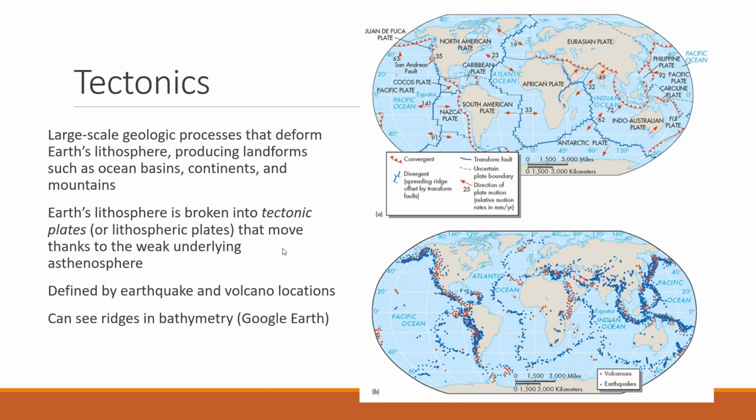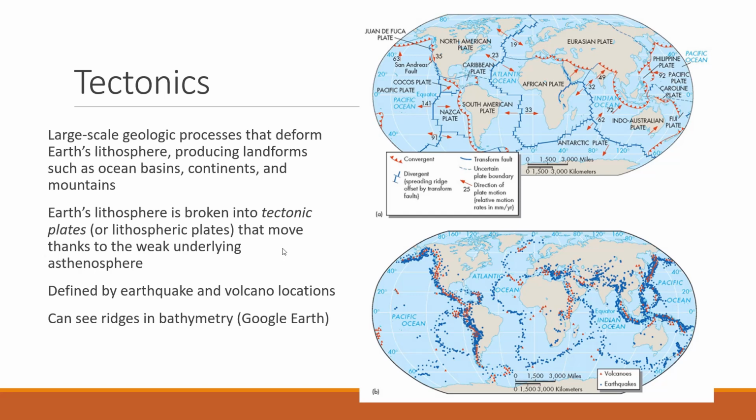So today we are talking about plate tectonics. What is tectonics? Tectonics is large-scale geologic processes that deform the Earth's lithosphere, producing landforms such as ocean basins, continents, and mountains. So we break the crust, not the crust, it's the crust plus the upper mantle. We break the outer shell, the lithosphere, into tectonic plates, also called lithospheric plates. These will move thanks to the underlying weak asthenosphere.